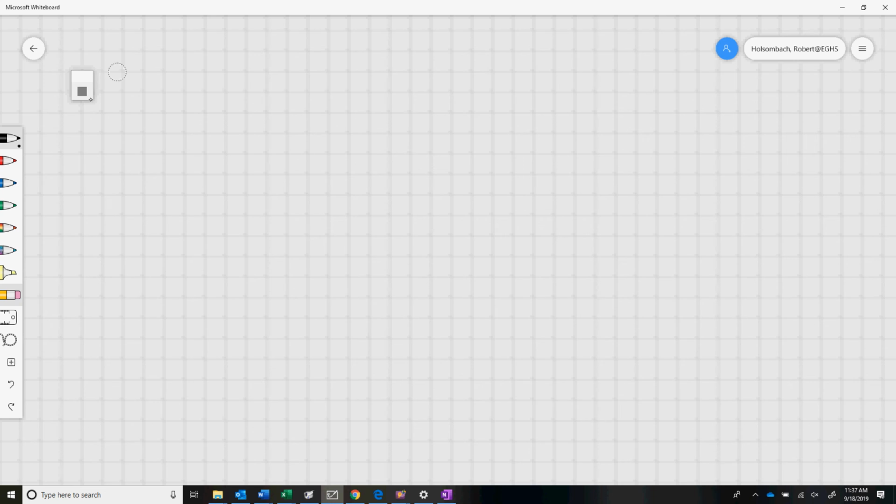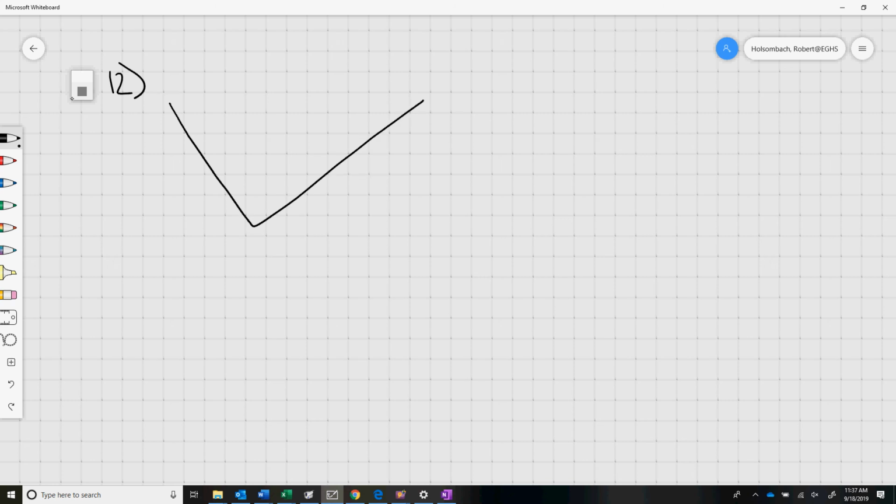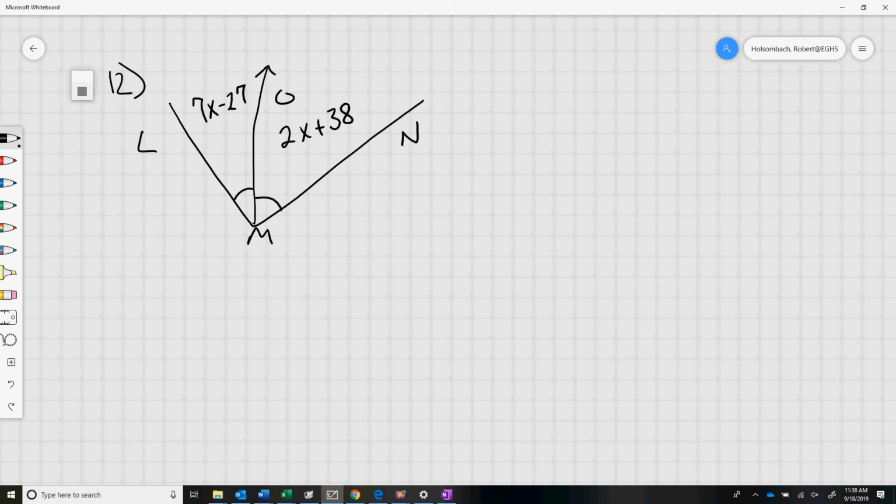Number 12. You got L, M, N, and O. MO bisects LMN. MO bisects LMN. So these two angles are congruent. LMO is 7x minus 27. NMO is 2x plus 38. Solve for x, find LMN. So you need x and you need LMN. And LMN is the big angle. This whole angle right here.